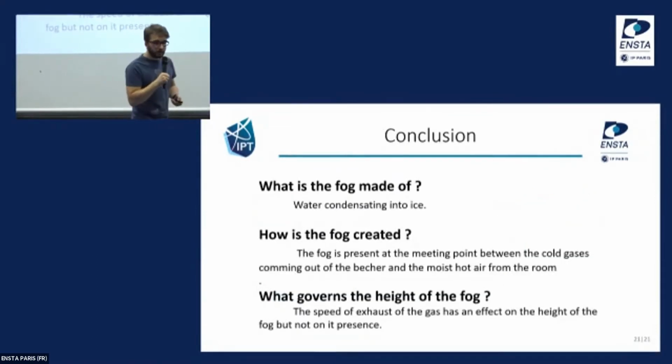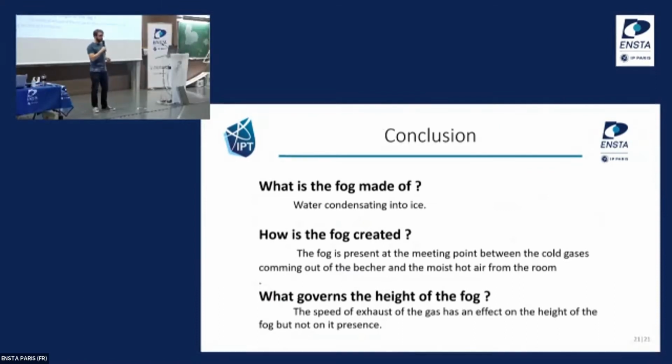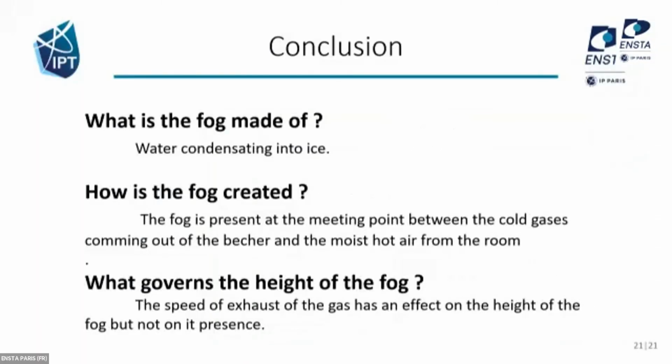So now to conclude, I asked three questions at the beginning of this presentation. The composition of the fog: we found out that it is water actually condensing into ice. About how the fog is created: it is created because of the meeting point between the hot air and the gas that is made only of nitrogen. And now what governs the height of the fog: we found out here that the main parameter is simply the speed of the gas flowing out.